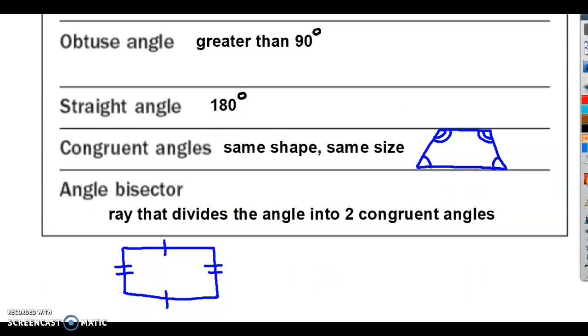Here's something that's new. Congruent angles. Congruent angles, Benji, no.